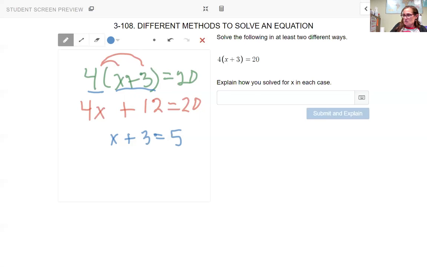Another way you could do it is you could say, I know that I can divide both sides by 4. So I'm going to divide this side of the equal sign by 4 and this side by 4. So I'm undoing the multiplication. Then I'll have x plus 3 on this side, and 20 divided by 4 is 5. Okay, so there's 3 different ways.